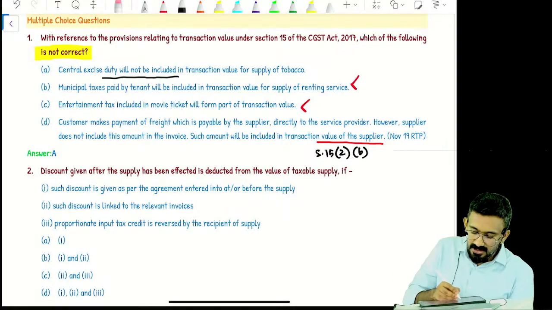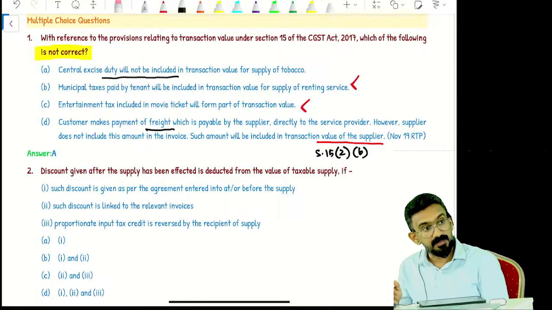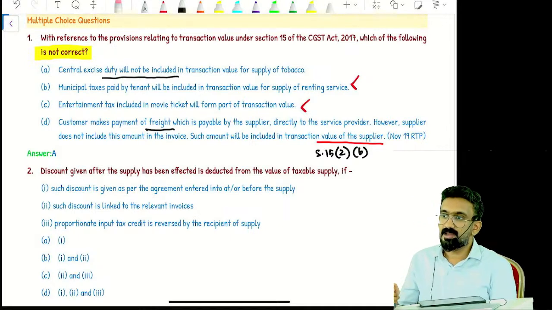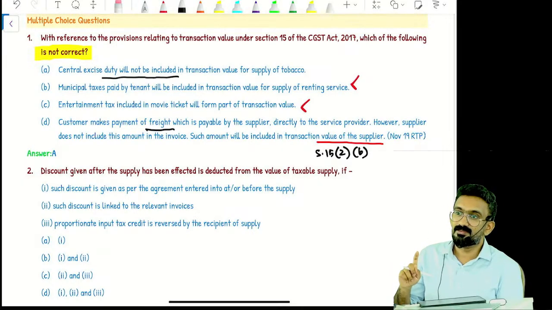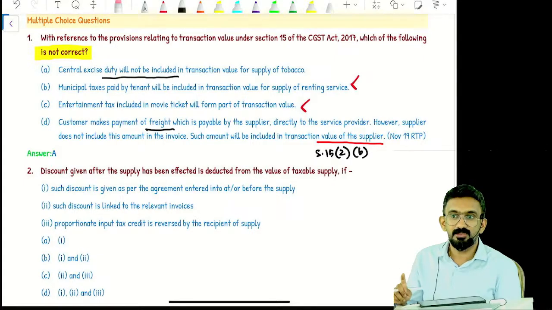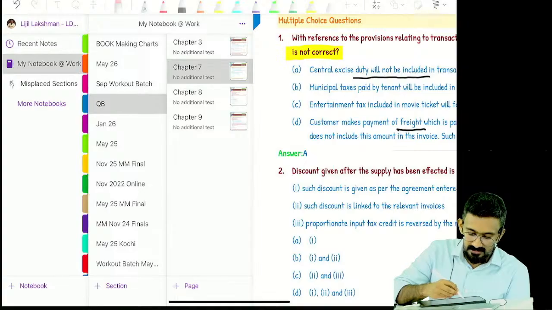The customer makes payment of freight payable by the supplier. Some amount was payable by the supplier, and the customer directly paid this amount to a third party on behalf of the supplier. Will it be included in the value for computing GST? Yes.